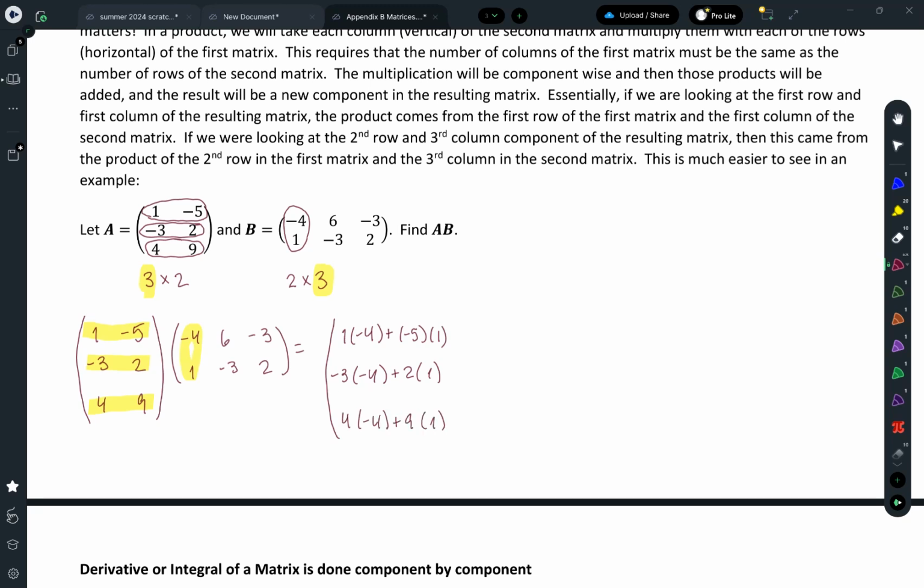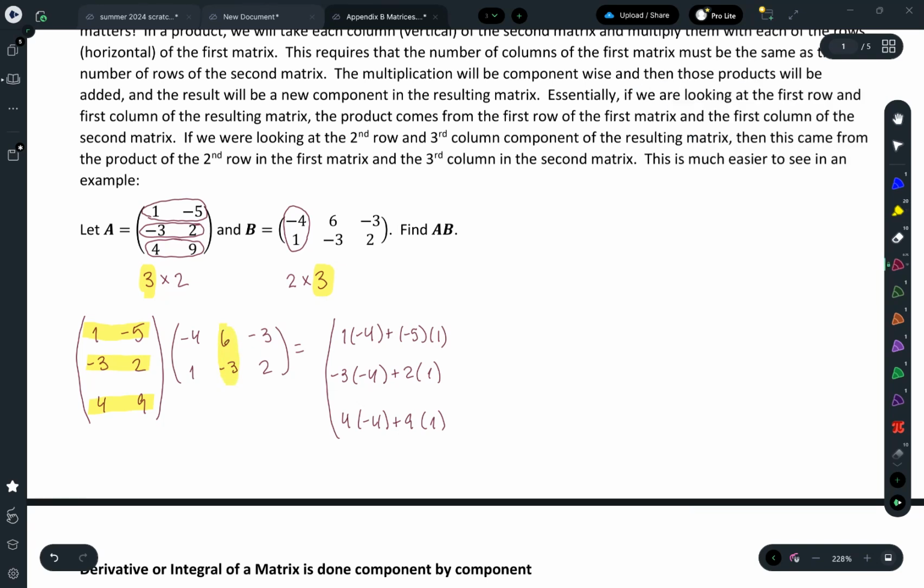And then once we're done sending the first column of B through all the rows of A, we are done with the first column of the resultant matrix. Then we can move on to the second column of B to get the second column of the resultant matrix.